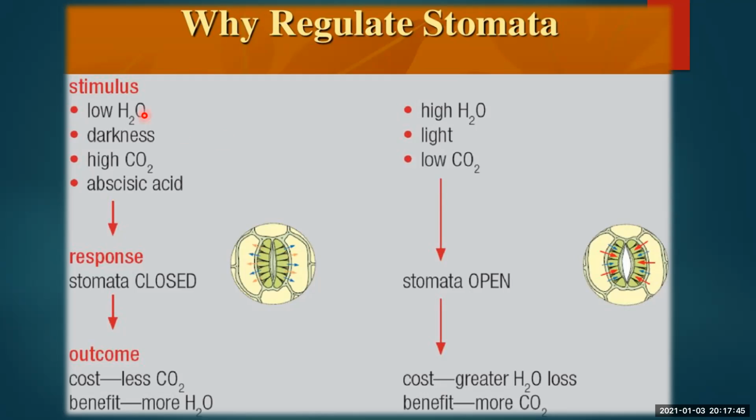And if we talk about the stimulus in which the stoma actually remains closed, that is if there is already low water and the plant needs to conserve water, darkness, or when carbon dioxide is already higher. Abscisic acid is a hormone that actually helps in stomatal closure. So we'll talk about that in a while also. So the response would be the stoma will remain closed. And the outcome will be, since the aperture is closed, less carbon dioxide will go in, and the benefit is definitely more water will be retained.